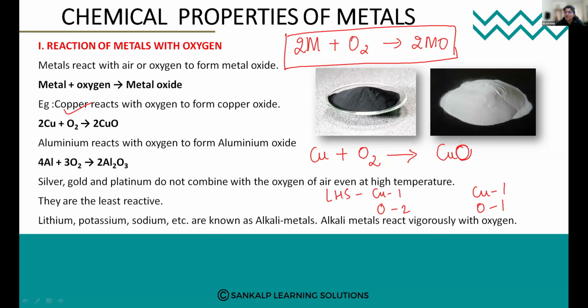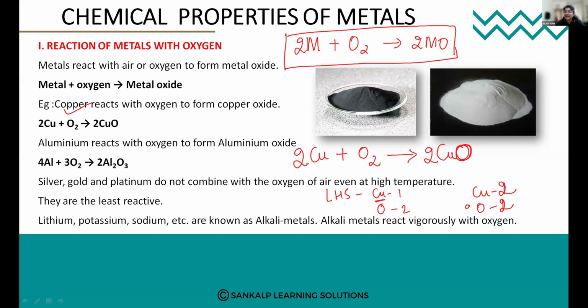Now your oxygens are how many? Only 1. So I will write 2. Okay, now oxygens are 2. Now oxygen is 2. Copper is also 2. Now this side copper is 1. Oxygen is 2. Now what do I have to do? I have to balance the copper. So I will write 2. So is it clear? Balancing is very important.